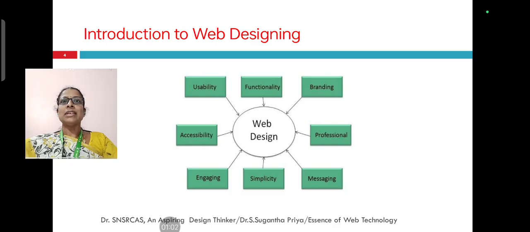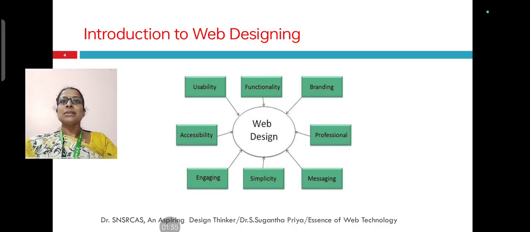First is usability, ensuring the website is easy to navigate and user friendly. Second is functionality. The website must work properly with all the necessary features and elements. Third is branding, reflecting the identity of a business or an organization. Fourth is professional, maintaining a clean, trustworthy and polished look of your website. Fifth is messaging. There should be a clear communication of the website's purpose and its content.